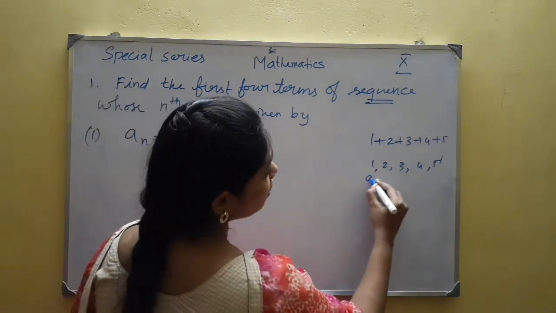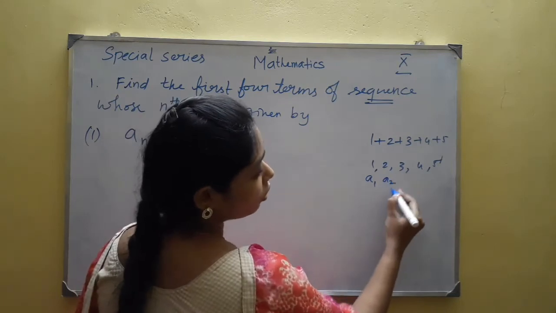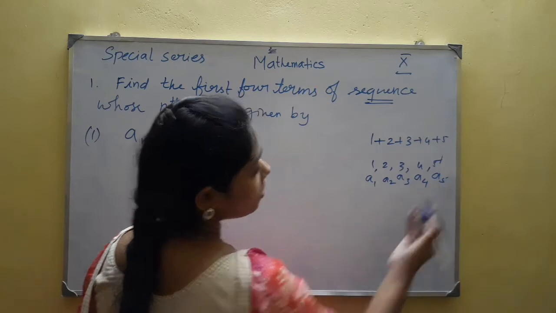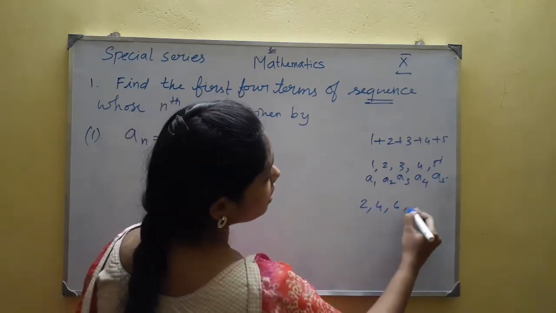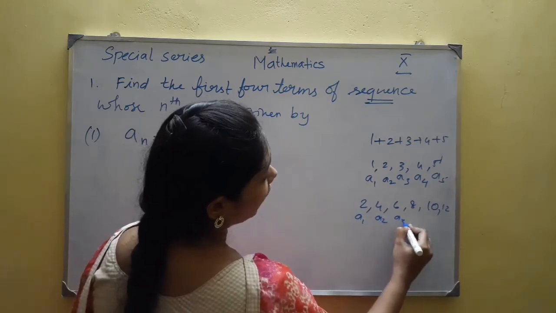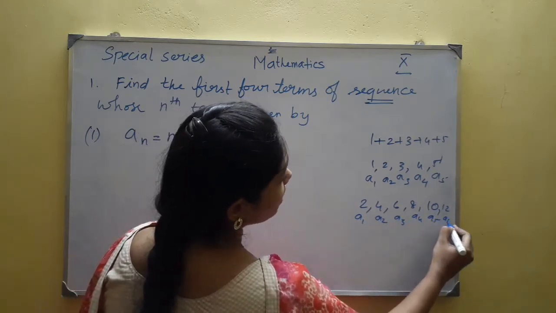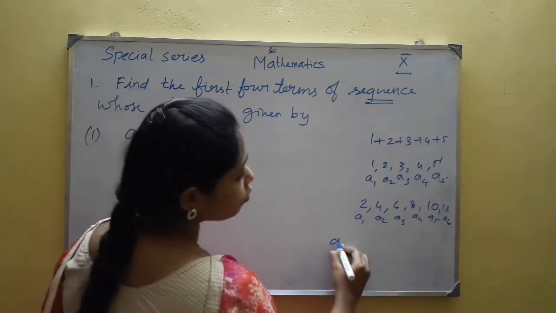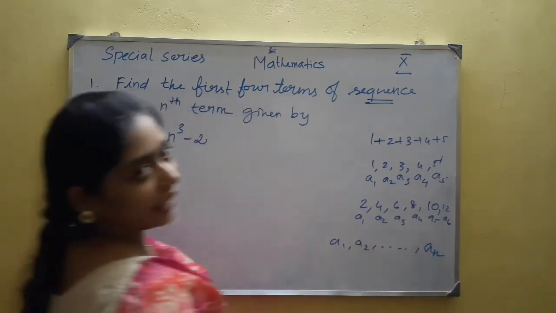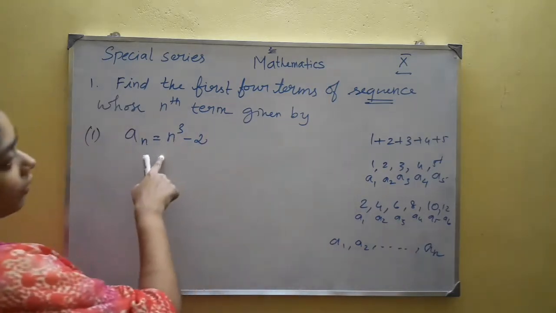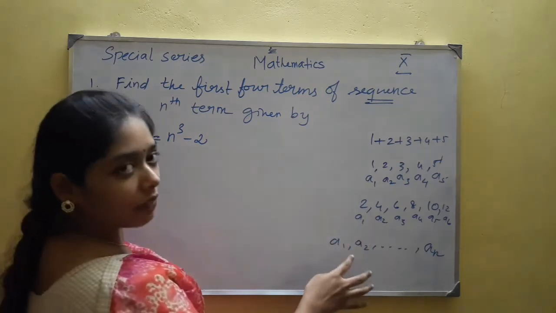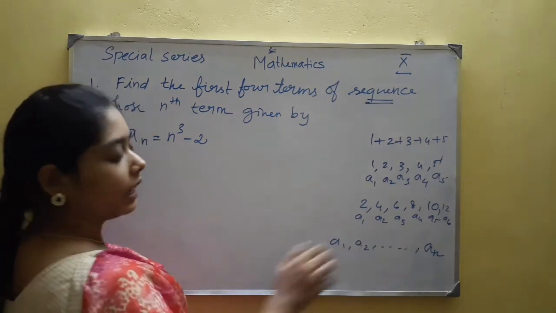So the first term is denoted by A1, the second term by A2, the third term by A3, the fourth term is A4, the fifth term is A5. Suppose I take 2, 4, 6, 8, 10, 12, this is A1, A2, A3, A4, A5, A6. If it keeps on going, the nth term is An. So here the nth term is given. You want to find the first 4 terms, denoted by A1, A2, A3, A4.